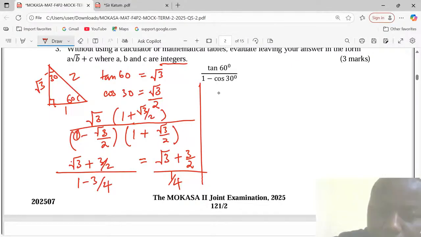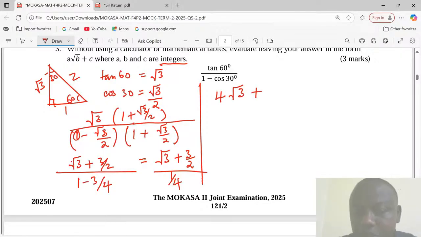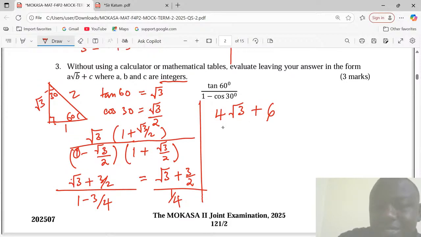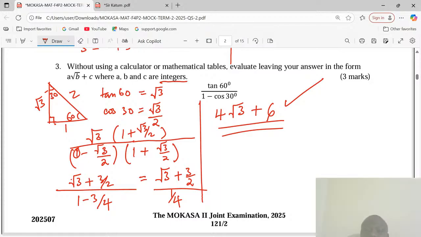So when we multiply by 4 all through, we shall be having 4 root of 3 plus 3 over 2 multiplied by 4, that becomes 6. So now the answer is here. And at this point, what we can see is that A, B, and C are all integers.